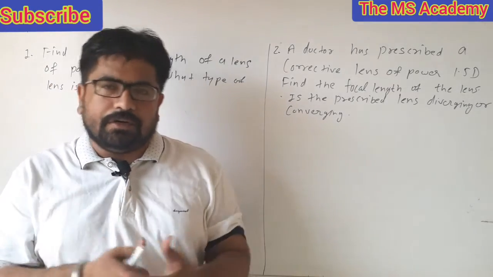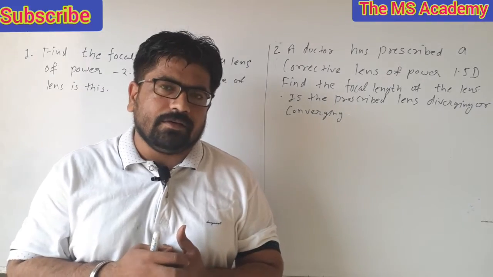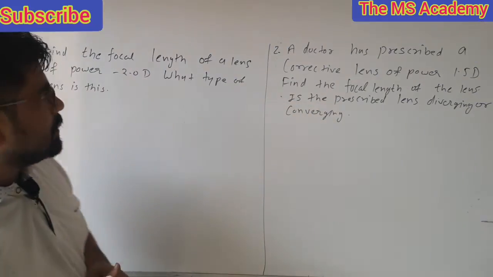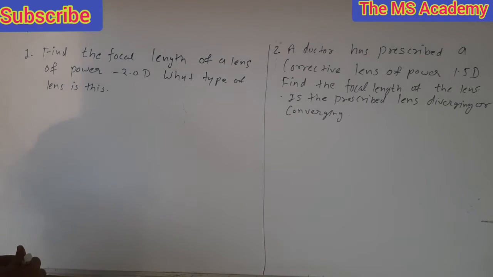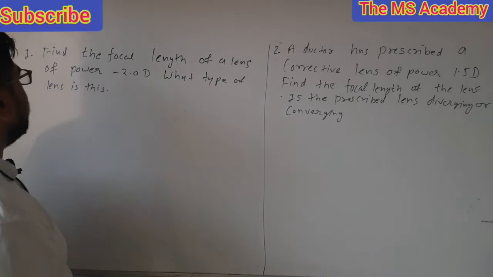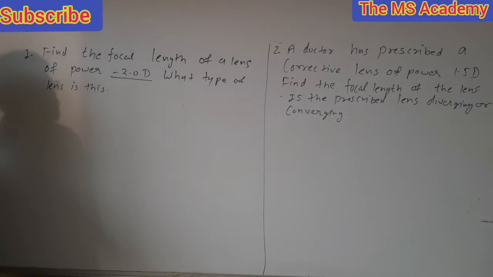Today we are going to continue our chapter number 10, light reflection and refraction. So today we are going to solve some examples from this chapter for the power of lens. First, find the focal length of a lens of power minus 2.0 diopter.